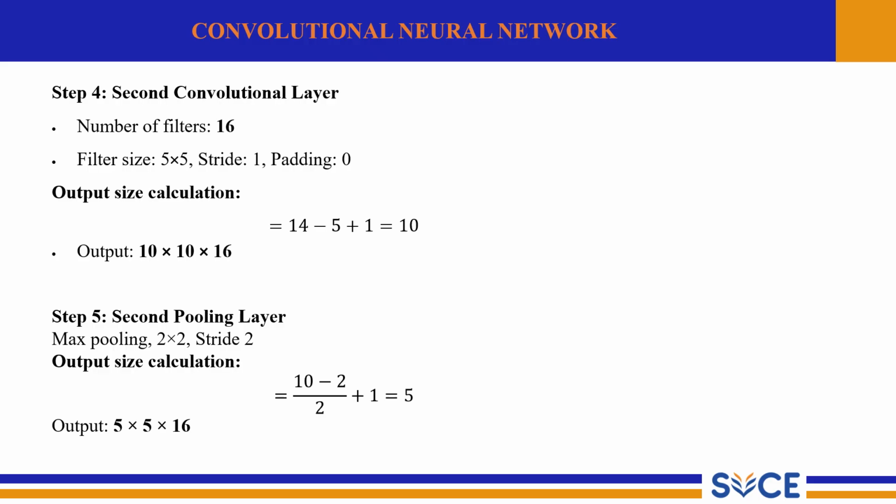Step 5. Second pooling layer. After the second convolution, we apply another max pooling layer to further reduce the size of the feature maps. So the type here is max pooling, pool size is 2 by 2, and stride is 2. Output size calculation: output size equals (10 minus 2) divided by 2, plus 1, equal to 5. So the output feature map is now 5 by 5 by 16. This reduces the spatial dimensions further while keeping the most important features, making the network more efficient for the next layers, like fully connected layers.